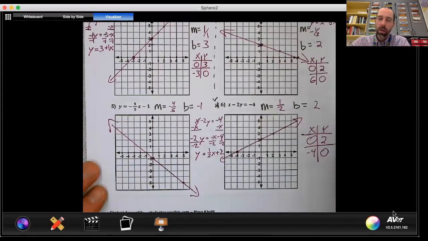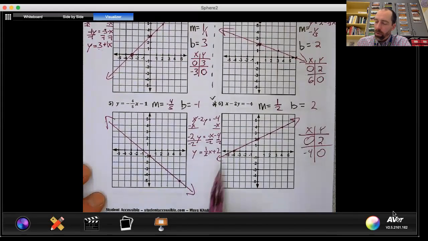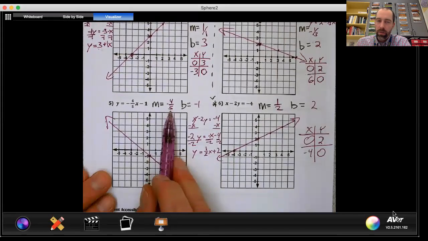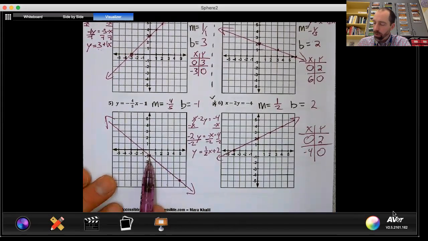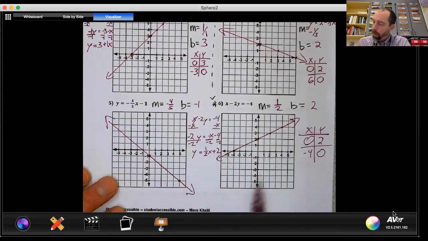All right, welcome back to the video. So for number 5, the slope would be negative 4/5, and the y-intercept would be negative 1. So you start at negative 1, and you go down 4 over 5, and that's your graph right there. Now number 6, you start by either putting it into slope-intercept form or making a table. So in slope-intercept form, you get a slope of 1/2 and a y-intercept of 2. So you start at 2, and then you go up 1 over 2, up 1 over 2, and graph it. Or you can make a table and plot the point 0, 2, and negative 4, 0.